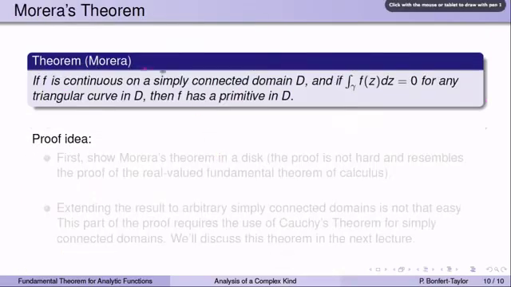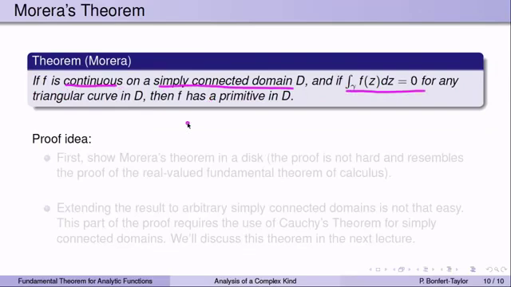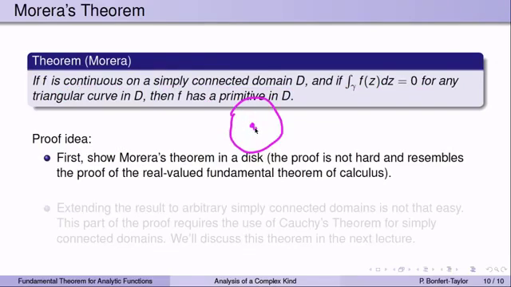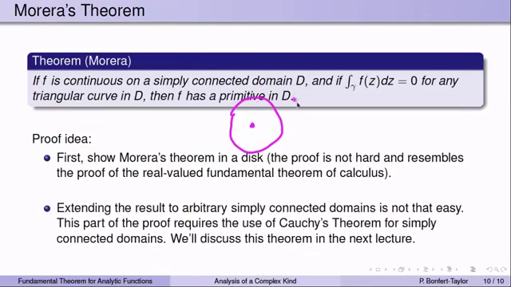As for the other theorem, which was Morera's theorem, let me remind you what that said. If f is a continuous function on a simply connected domain, and if the integral over any triangular curve gamma of f(z) dz is equal to 0, then f has a primitive. Here's the proof idea for that theorem. First, we show Morera's theorem in a disk. The proof actually is not hard in a disk and very much resembles the proof of the real-valued fundamental theorem of calculus. The hard part is to extend the result to arbitrary simply connected domains, so not a disk but some arbitrary simply connected domain. That part is not that easy.